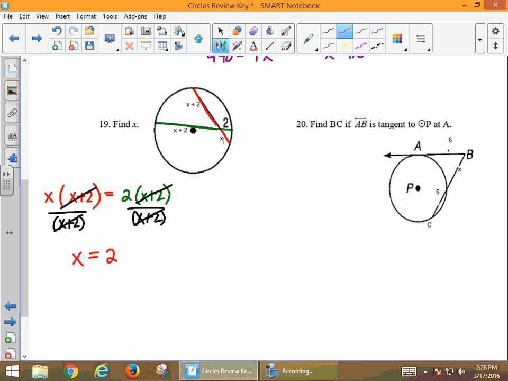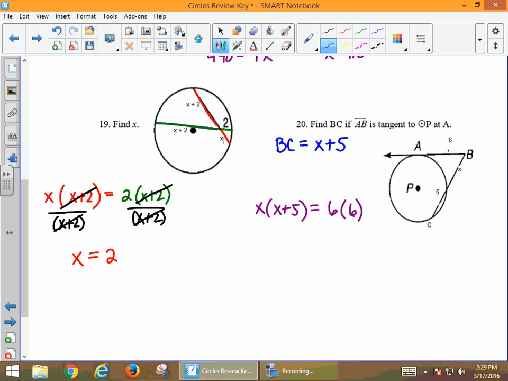Question number 20 says find BC. So BC, let me take a look at this. B to C is going to be x plus 5. That's where I need to go. I need to find x. So I have a tangent line, and I remember this one. It says the outside piece times the whole piece. So x times the whole piece, x plus 5, is equal to the outside piece, 6, times the whole piece, 6 on the other side.